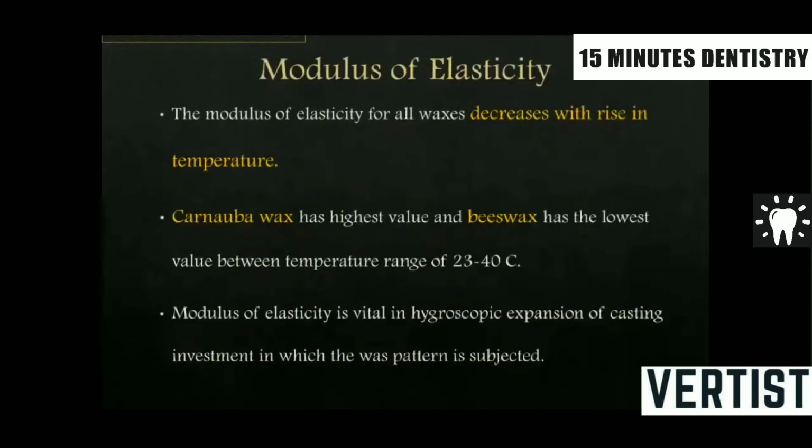Last is the modulus of elasticity. Modulus of elasticity for all waxes decreases with rise in temperature. Carnauba wax has the highest value and beeswax has the lowest value between the temperature range of 23 to 40 degrees Celsius. Modulus of elasticity is vital in hygroscopic expansion of casting investment, to which the wax pattern is subjected.